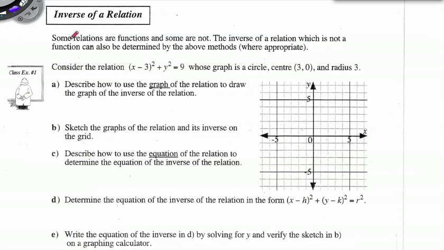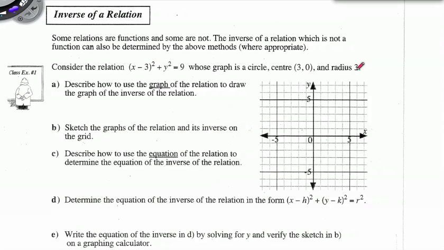Okay, it's saying here that some relations are functions and some are not. The inverse of a relation, which is not a function, can also be determined by the above methods. So the inverse of a parabola we know is not a function, but we can still figure out the inverse equation by switching the x and the y's. This particular one is a circle, center at 3, 0 and radius 3.